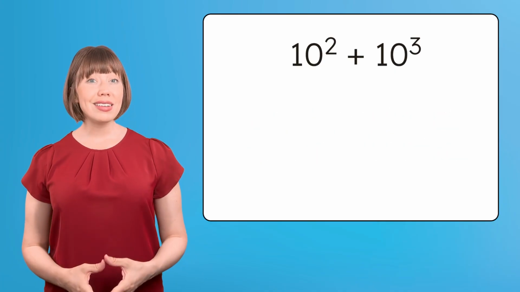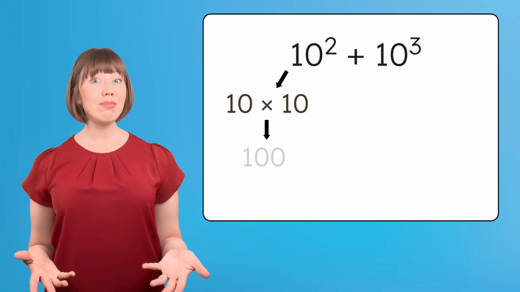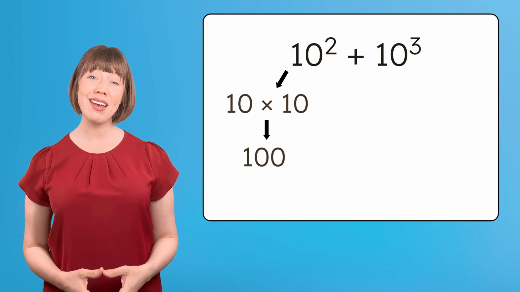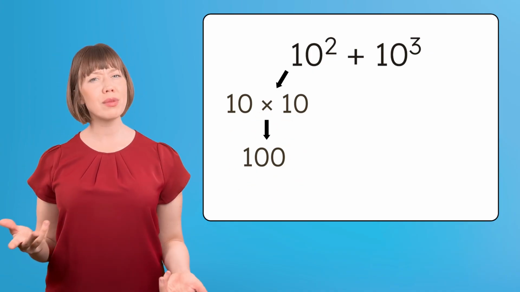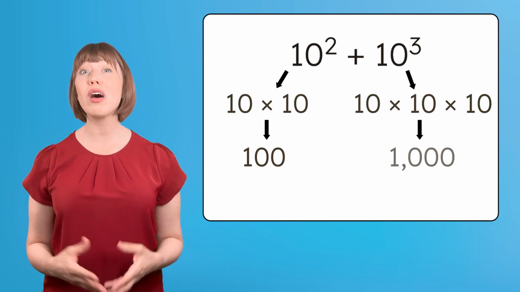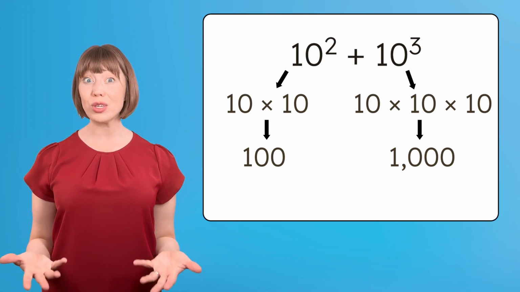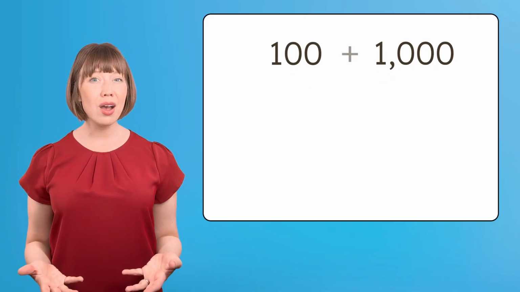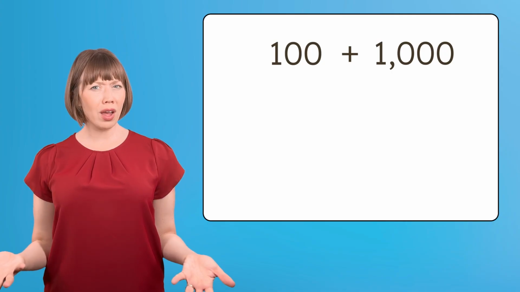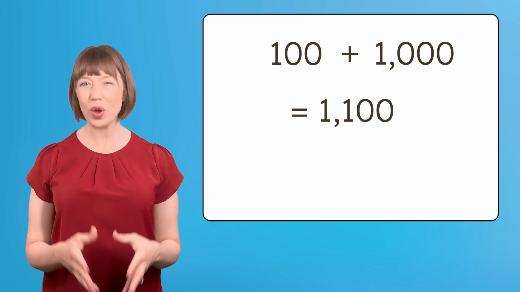Let's check our work. 10 to the 2nd power is 10 times 10 in expanded form. 10 times 10 is equal to 100. So 10 to the 2nd power has a value of 100. 10 to the 3rd power is similar, but has 3 tens. 10 times 10 times 10 has a value of 1,000. So, if we rewrite this problem and substitute the values we just calculated in for the exponents, our new addition sentence is 100 plus 1,000. What is 100 plus 1,000? The final sum is 1,100.